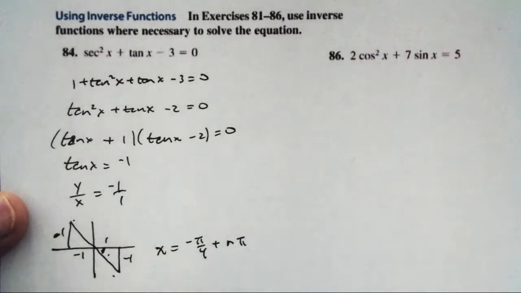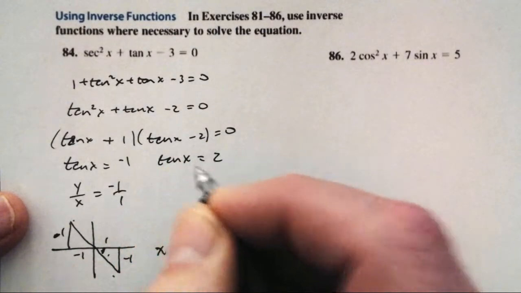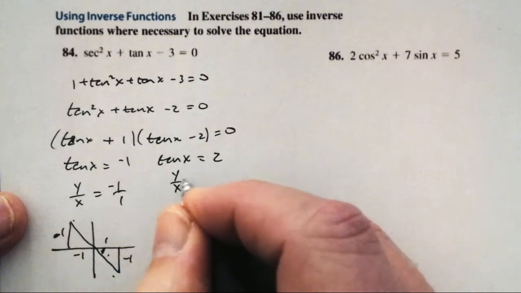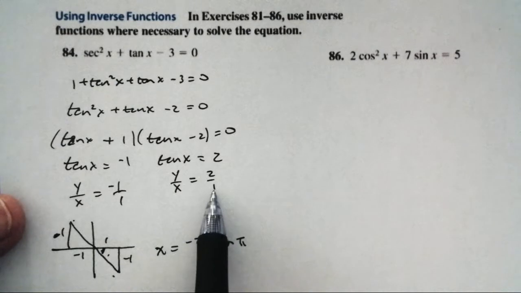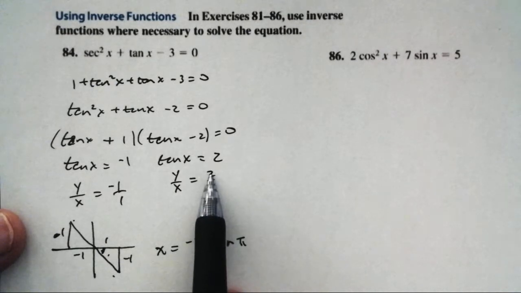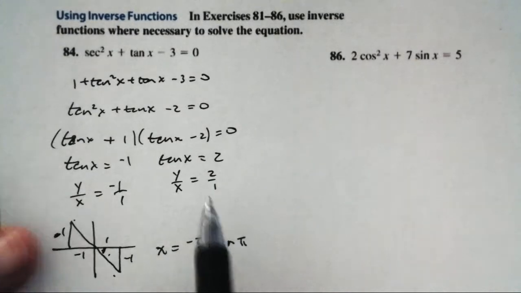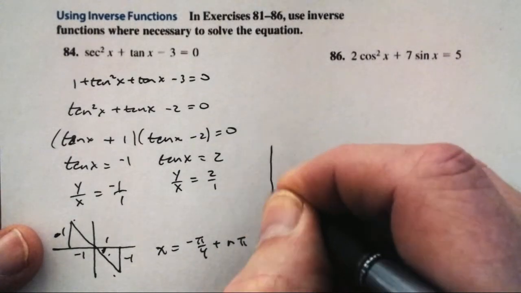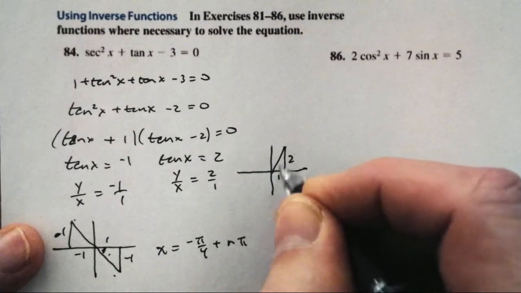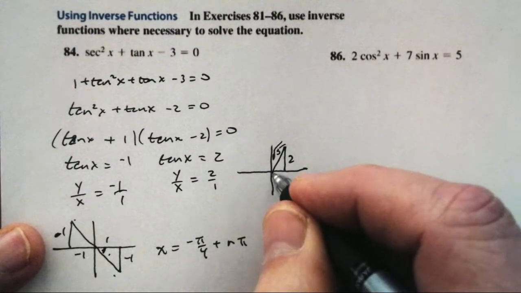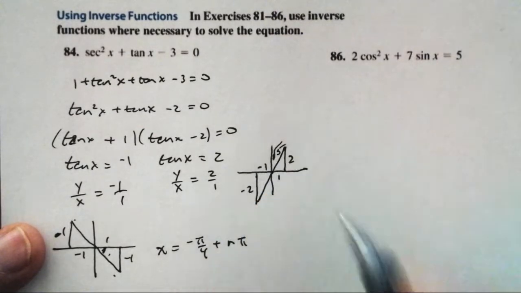n pi. But this one, when is tangent 2? I know tangent reaches 2. That's when y on x equals 2 on 1. And you might think, oh, that's a 30, 60, 90. But that would have to be an r value of 2. A 1 on 2 triangle would look like this. Y on x, 2 to 1. This would be like square root of 5. Yikes, it's not a good one. And it could happen over here, negative 2, negative 1.